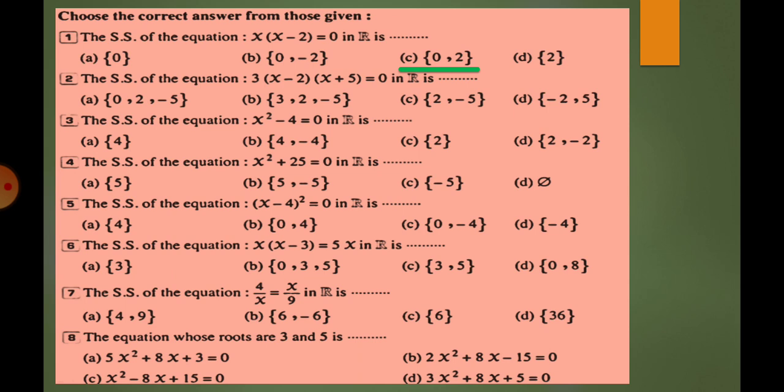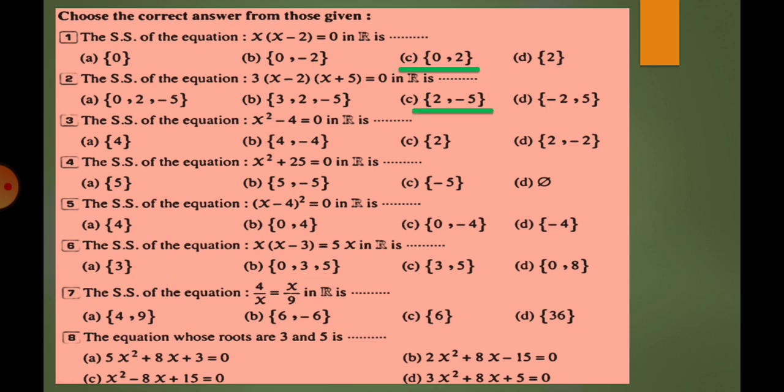Number 2, the solution set of the equation 3(x − 2)(x + 5) = 0. Here 3 is a constant, so 3 can't equal 0. We can write x − 2 = 0 and x + 5 = 0. So the solution set is {2, −5}.